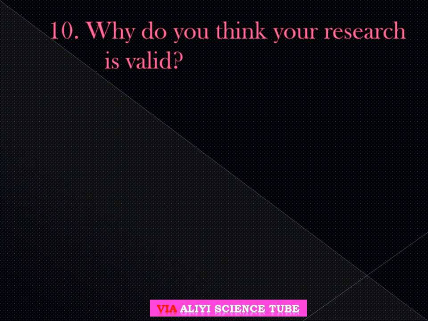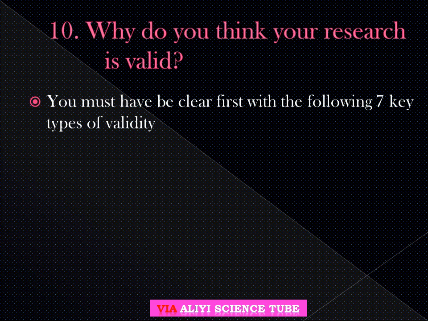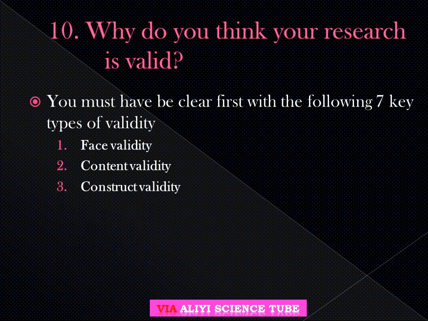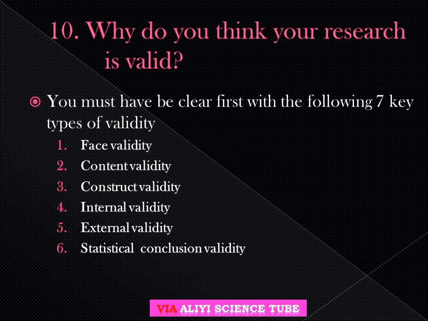Question number 10: why do you think your research is valid? You must first be clear with the following 7 key types of validity. You must understand this one. 1. Face validity. 2. Content validity. 3. Construct validity. 4. Internal validity. 5. External validity. 6. Statistical conclusion validity. 7. Criterion-related validity. These types of validity you must understand and address in the research.